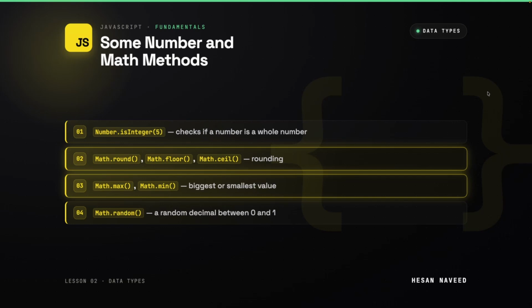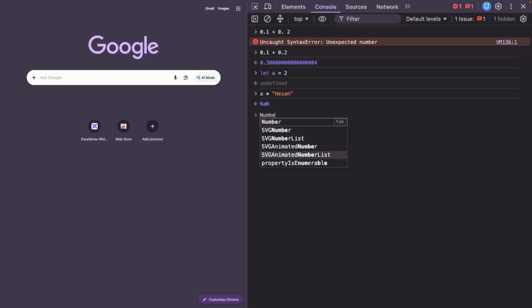Here is the list of all the methods that I'm going to talk about in this video. The first one is Number.isInteger. So if we have to check if a number is a whole number, then we can use this method. So let's try it in a practical way. If I type Number.isInteger and I pass in 2, you can see it returns true.